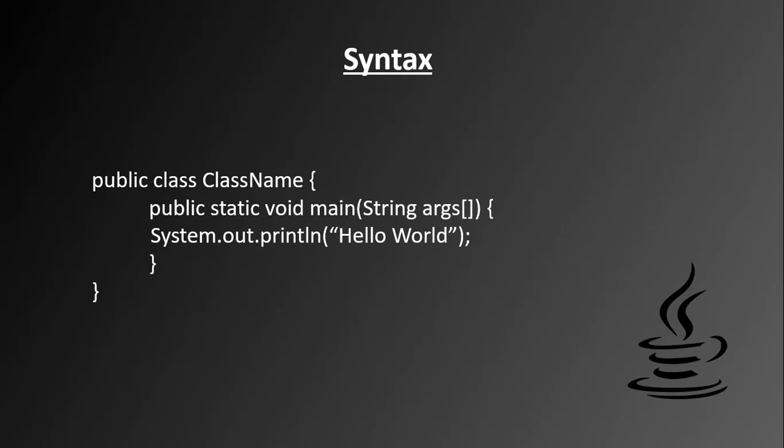And the syntax is what you can see here. To print hello world, you have to give a public class and a name to the class. Then you have to specify public static void main, then the string argument, and within system.out.println you can write hello world. It means anything you want to print, but we usually start with hello world.